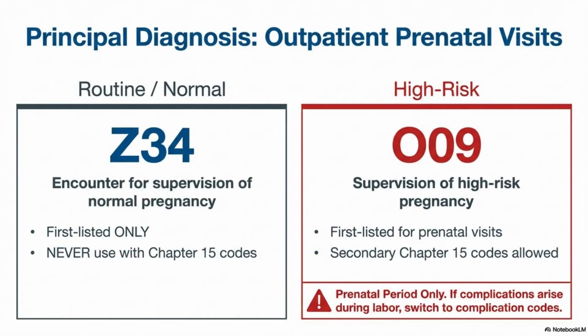When the pregnancy is high risk, you assign O09, supervision of high-risk pregnancy, as the first listed diagnosis. Unlike Z34, high-risk supervision codes can be used with Chapter 15 complication codes as secondary diagnoses. But remember, if complications arise during labor, you switch to the appropriate complication codes. O09 is for the prenatal period only.